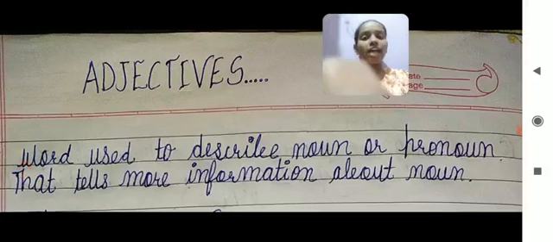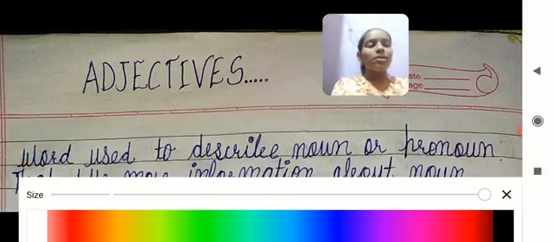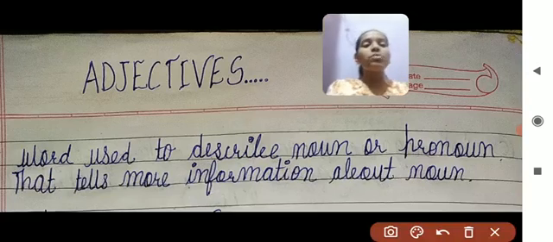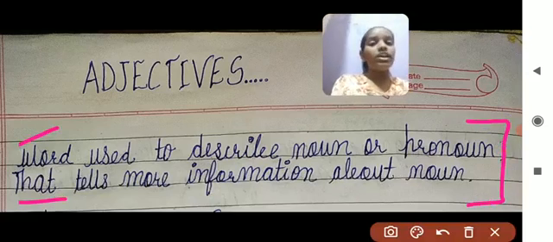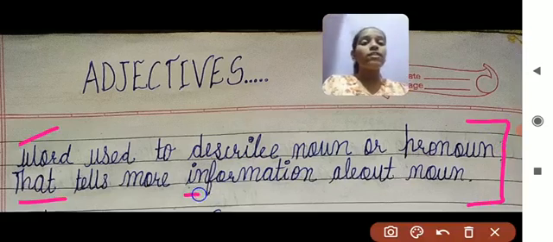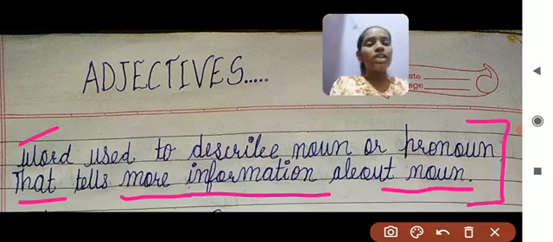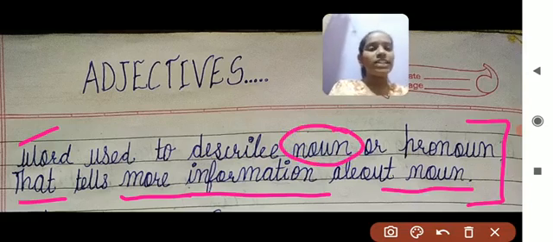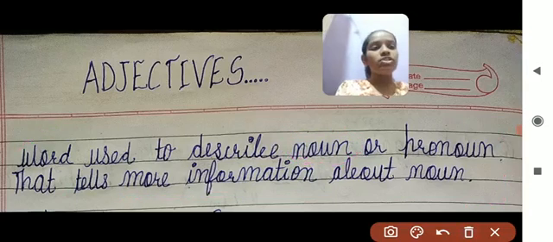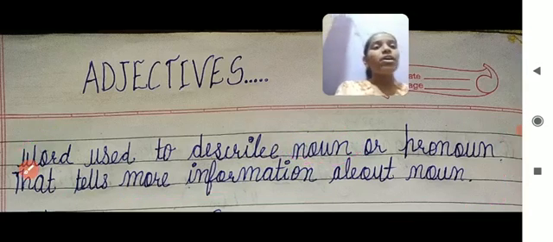So I start. Firstly, let's learn what adjectives are. Adjectives are the words that are used to describe a noun or pronoun. They tell us more information about the noun. While remembering adjectives, we can say they are the describing words. They describe the noun in the sentence and tell more information about it. So this is what adjectives are.